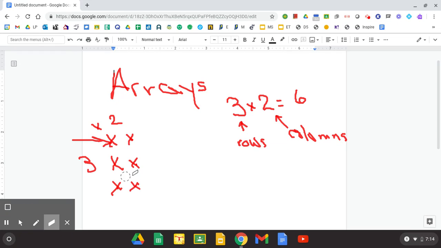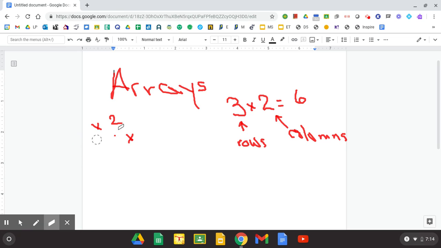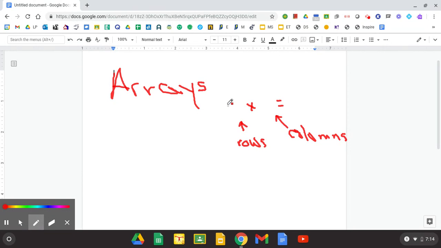Okay? Now we've got a lot of practice on these, so they should be review. But we'll do one more just to double check. So let's try a 4 by 3. So there's going to be 4 rows, so let's represent each row. 1, 2, 3, 4. Now we fill in the columns, and there are 3. So you're going to have 1, 2, 3.